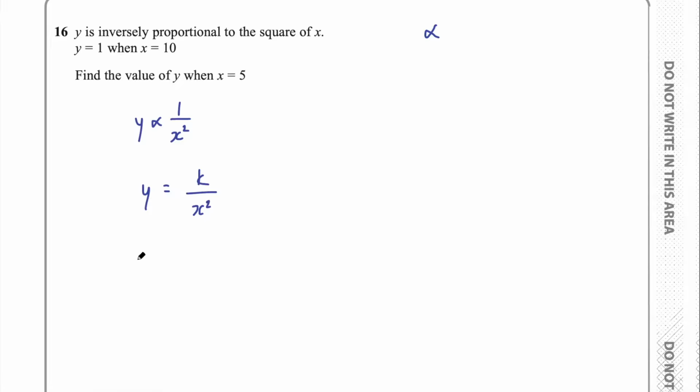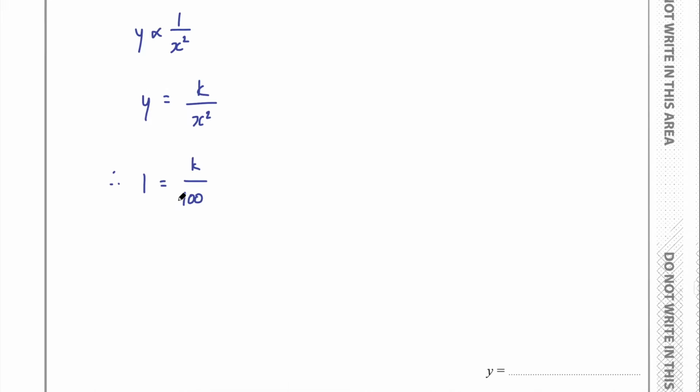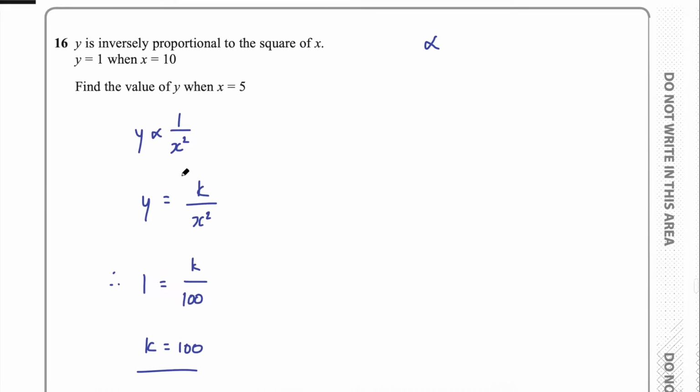of the equation equal. Now, they've told us when y equals 1, x equals 10. That allows us to substitute those values into the equation and then solve for k. And then we can go ahead and solve for y when x equals 5. So the first thing is we need to find the value of k. So when y equals 1, x equals 10, so this is going to be k on 100. And then we can clearly see if we multiply 100 on the left-hand side, we'll get k equal to 100. And then our equation becomes this one here.